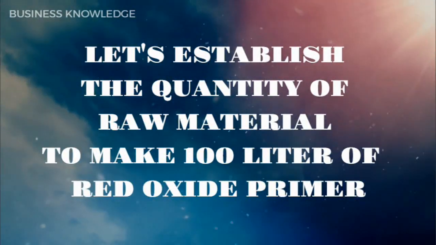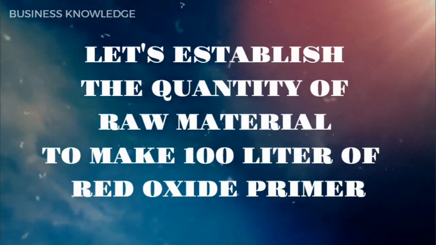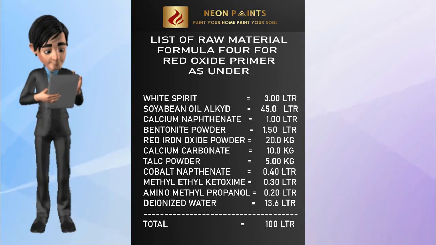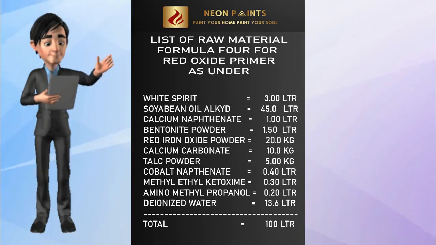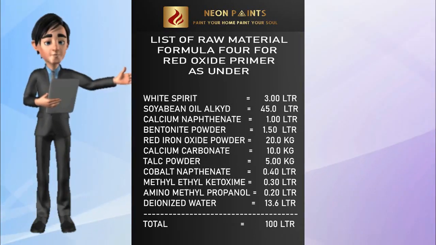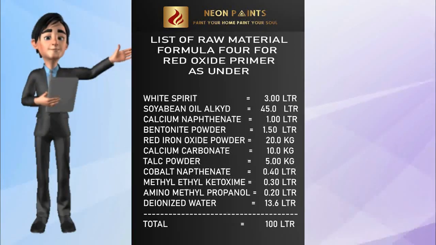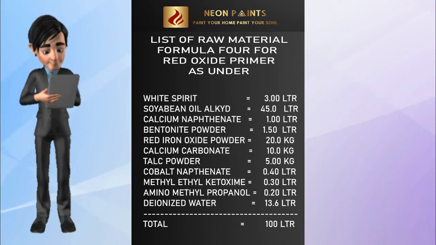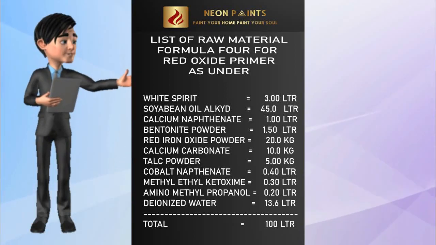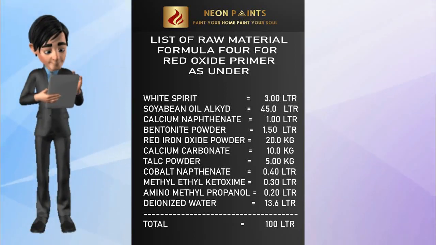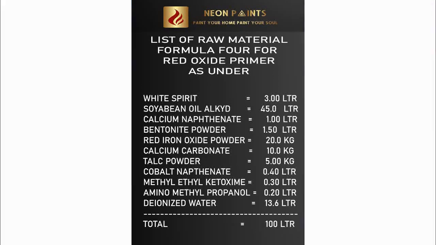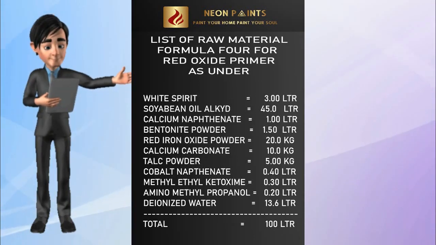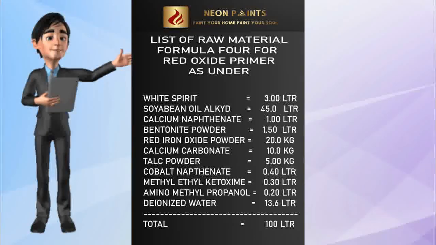Let's establish the quantity of raw material to make 100 liter of red oxide primer. White spirit equals 3.00 liter, soybean oil alkyd equals 45.0 liter, calcium naphthenate equals 1.00 liter, bentonite powder equals 1.50 kg, red iron oxide powder equals 20.0 kg, calcium carbonate equals 10.0 kg, talc powder equals 5.00 kg, cobalt naphthenate equals 0.40 liter, methyl ethyl ketoxim equals 0.30 liter, aminomethylpropanol equals 0.20 liter, deionized water equals 13.6 liter.